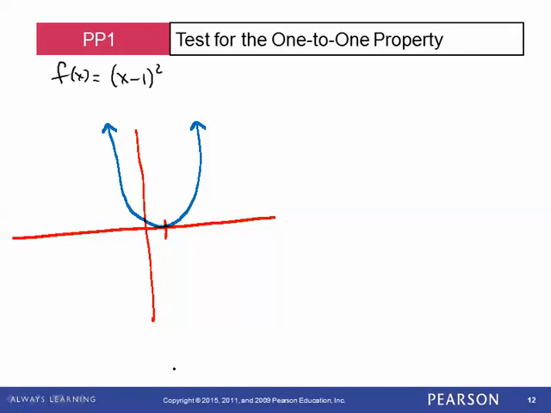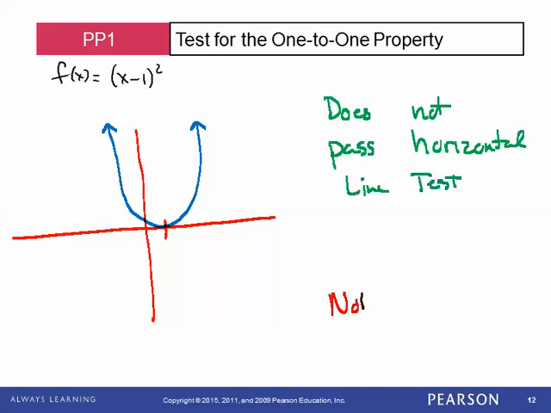All right, and quick question. Does this pass the horizontal line test? No way. So it does not pass the horizontal line test. Therefore, this is not a one-to-one function.